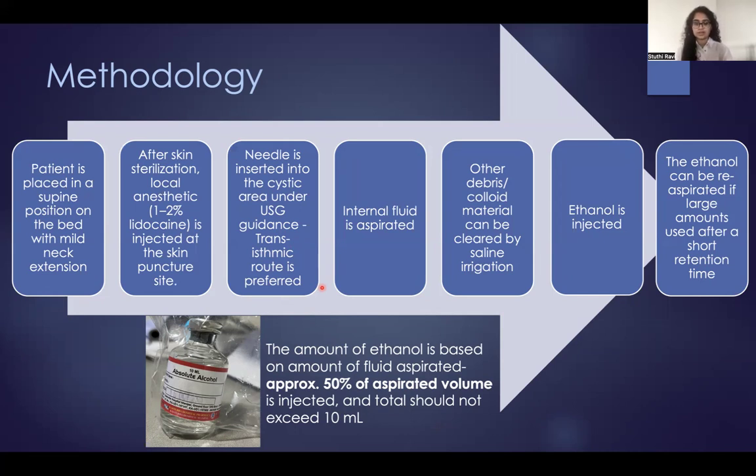Then ethanol is injected. The amount of ethanol injected is based on the amount of fluid that is aspirated. Approximately 50% of the aspirated volume is injected, and the total amount of ethanol should not exceed 10 ml. This ethanol can either be re-aspirated after a short amount of time or can be left within the cyst.